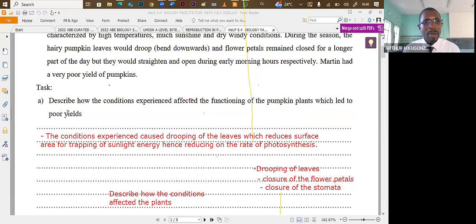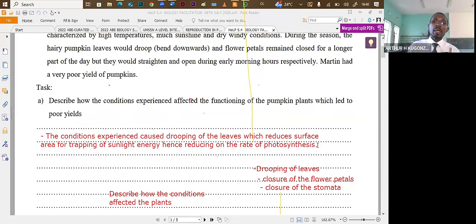Now, to which task am I responding? The task is saying, describe how the conditions experienced affected the functioning of the pumpkin plants, which led to the poor yields. And now I'm saying that the conditions experienced caused drooping of the leaves, which reduces surface area for trapping of sunlight energy, hence reducing on the rate of photosynthesis. That is now a complete description of how drooping affected functioning of the plant.